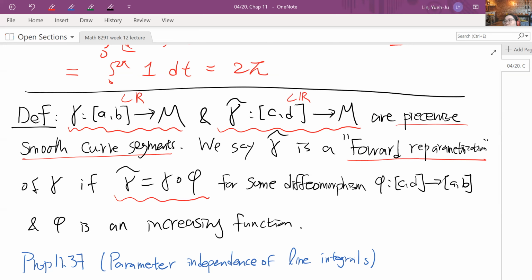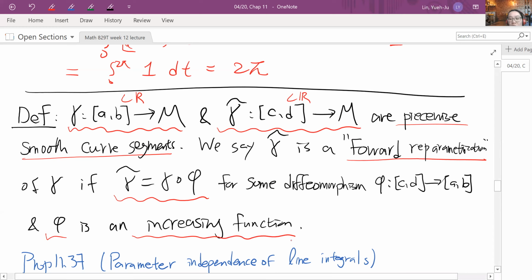So that's why you should expect that if the definition of the integral is well defined, it should be somehow independent of this type of representation. So we say gamma tilde is a forward reparametrization if gamma tilde is just gamma composed with a diffeomorphism, and this diffeomorphism is an increasing function, meaning you're going along the same direction, not backward, right?